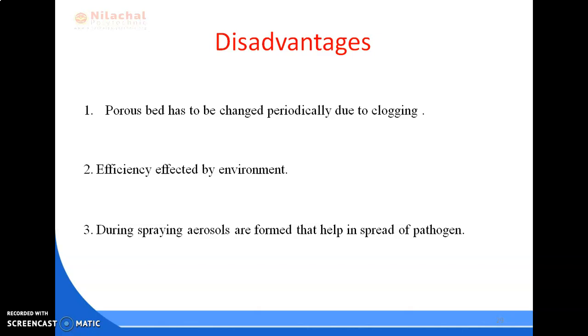Also it requires large land. Cost of construction is also high. They require preliminary treatment and therefore cannot treat raw sewage. So these are the basic disadvantages of this trickling filter.